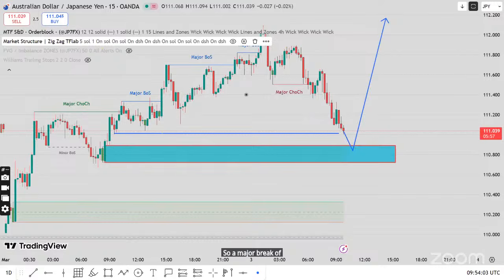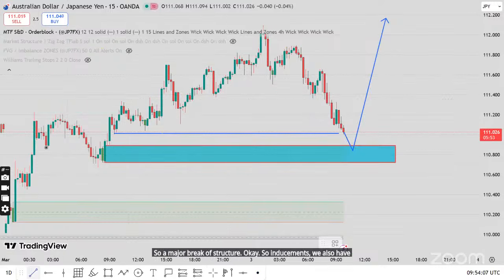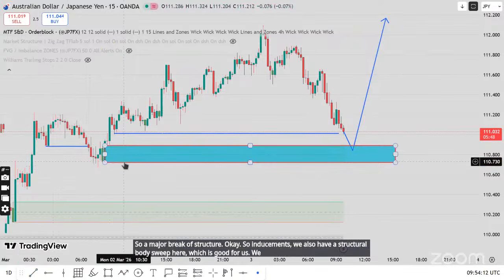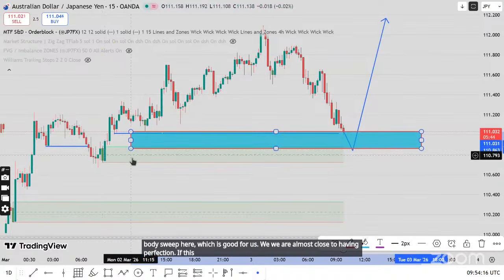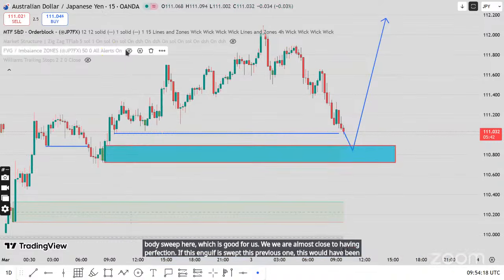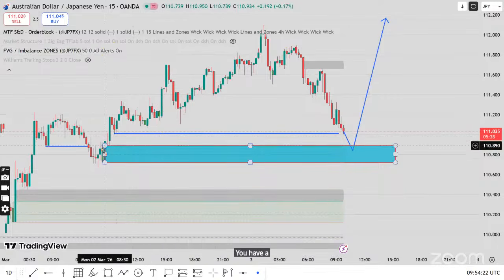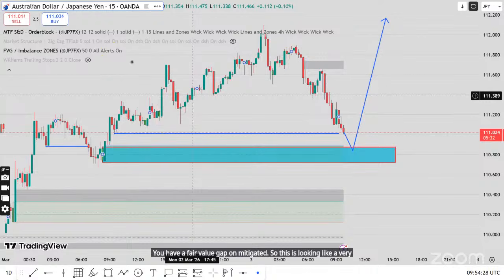Okay, so inducements, we also have a structural body sweep here, which is good for us. We are almost close to having perfection. If this engulfing swept this previous one, this would have been perfection, because check this out. You have a fair value gap, unmitigated. So this is looking like a very high probability for me.